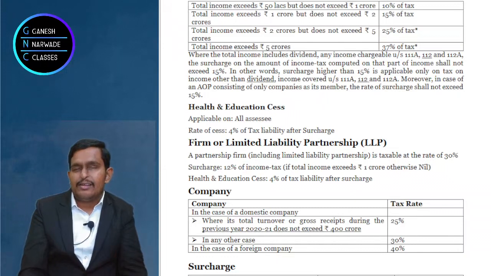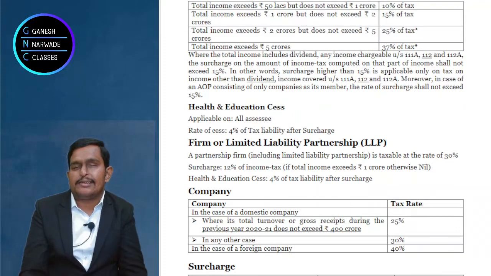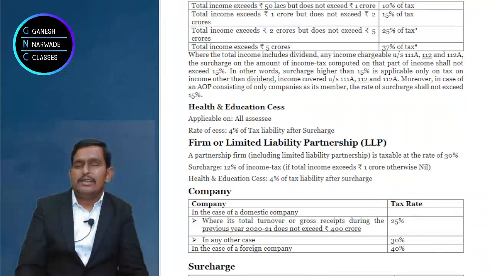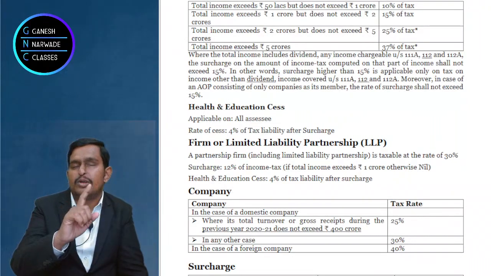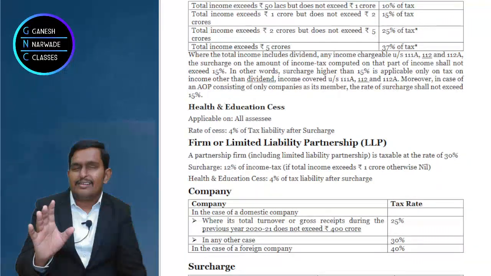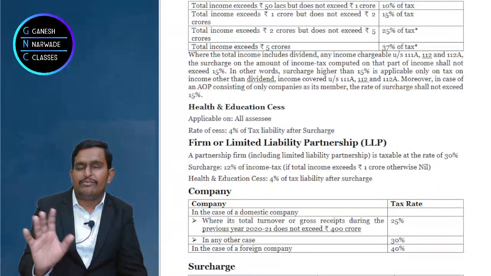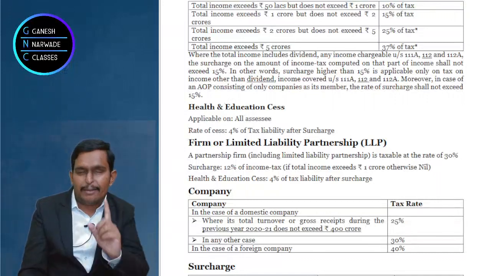Okay? But if it is dividend income, 111A, 112A or 112, these 4 section related incomes, irrespective of the income, it may be 100 crore, 1000 crore, 10,000 crores, don't worry. Surcharge rate is not more than 15%. This is how you should remember. So surcharge for these 4 items, maximum 15. For other items, based on income, as per the slabs which we discussed.